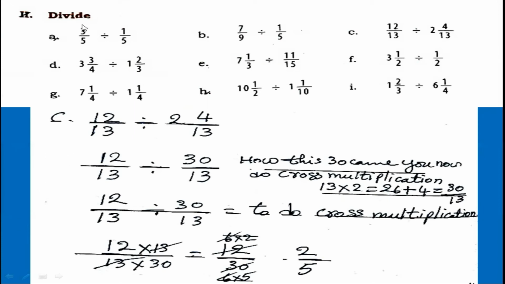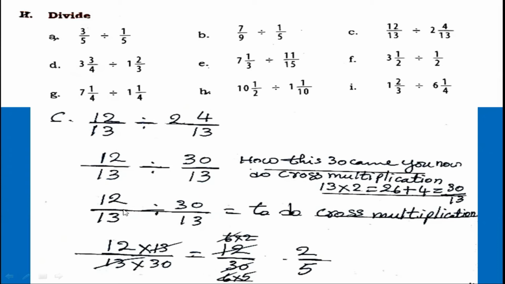Question 2. Divide. C bit, 12 by 13 divided by 2 4 by 13. 12 by 13 divided by 30 by 13. How did this 30 come? You do cross multiplication. That is 13 into 2 is equal to 26 plus 4 equal to 30. That is the reason we wrote here 30 by 13.